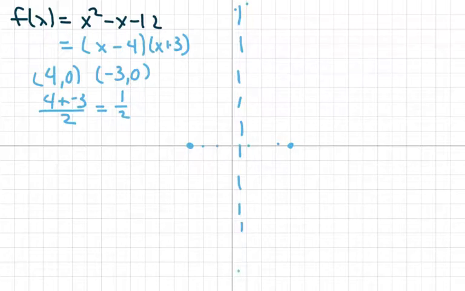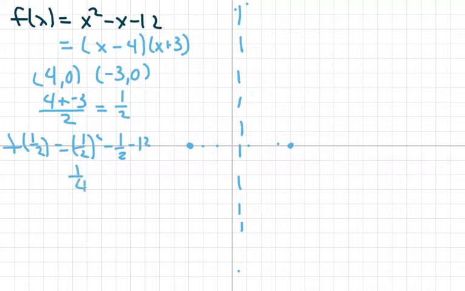All right, now I'm going to plug in 1/2. So f of 1/2 equals 1/2 squared minus 1/2 minus 12, which is 1/4 minus 2/4 minus 24/2. Oops, not 24, it should be 48, because 48 over 4 is negative 12. So that's negative 50 plus 1 is negative 49/4. So we have 1/2 and negative 49/4.